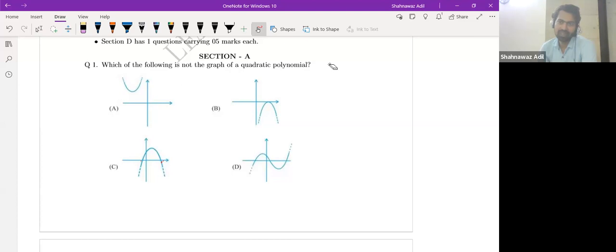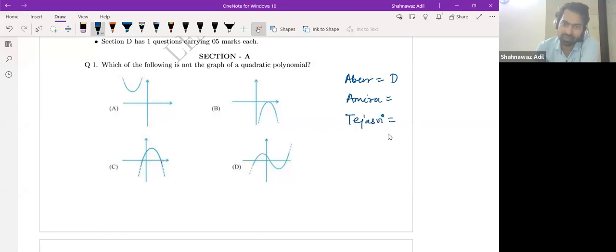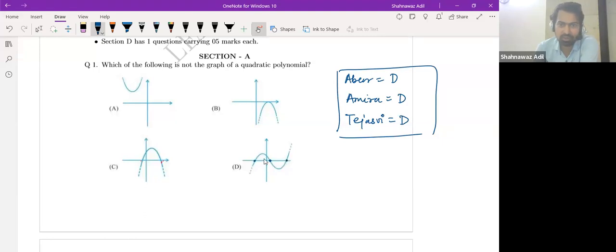Sir, option D. Okay, so Abir is saying option D. Amira and Tejasvi, what do you guys think? Sir, D. I wrote D in the paper. Good. So everyone, you are all correct. Because a quadratic equation cannot have three roots. It can have a maximum of two roots, right?